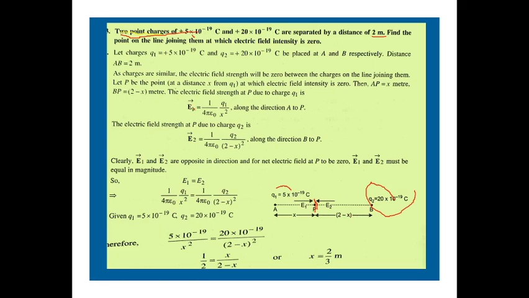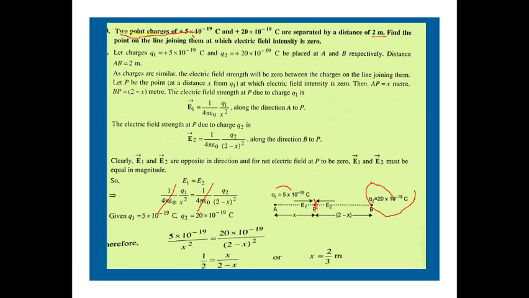So the electric field E is equal to 1 divided by 4 pi epsilon, Q divided by x square. It is along this direction, and the other is in the opposite direction. So the electric field intensity is 0. Zero means the electric field intensities are equal at this point: E1 minus E2 equal to 0, so E1 equal to E2. We can write this, and this term will cancel.